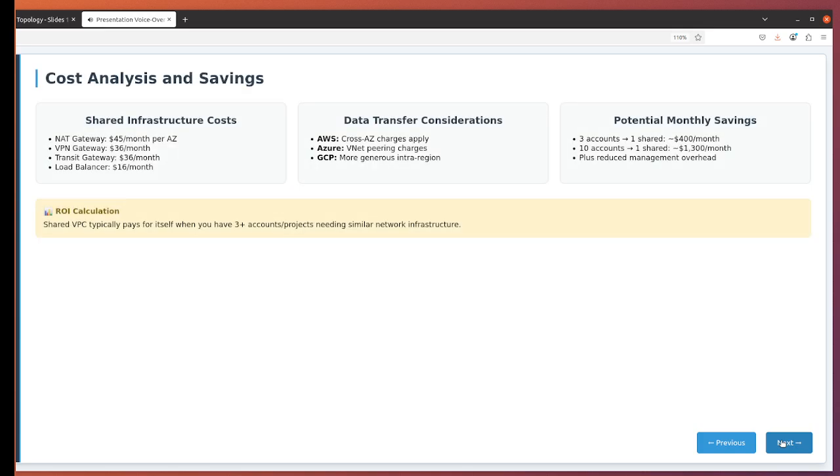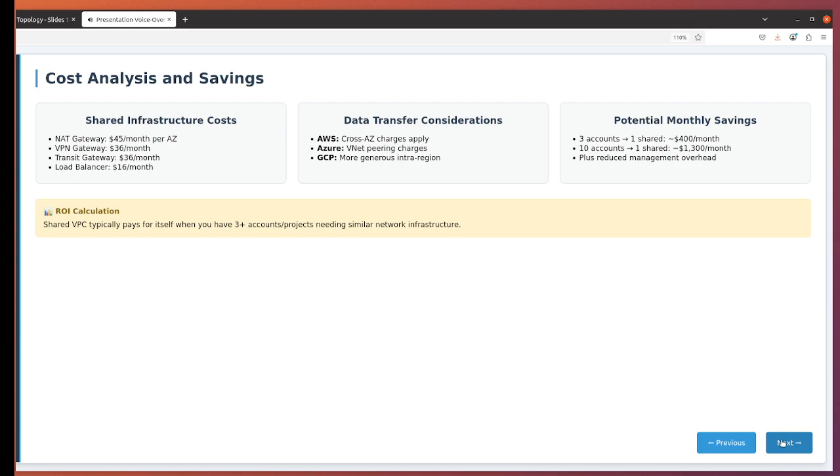Cost implications and best practices. Let's talk money, because cost is often what drives the decision to implement shared VPC solutions. The biggest savings come from sharing expensive components like NAT gateways, VPN connections, and load balancers. Instead of paying for these in every account, you pay once in the shared VPC.